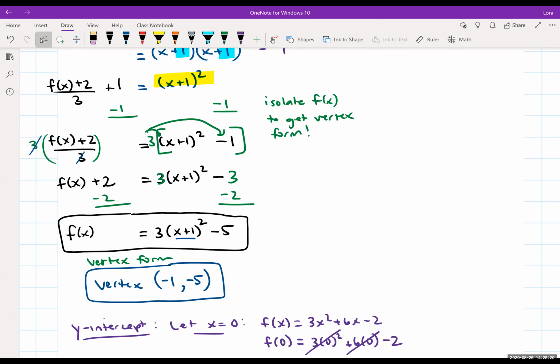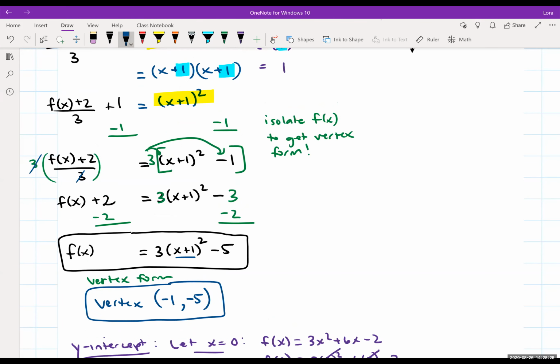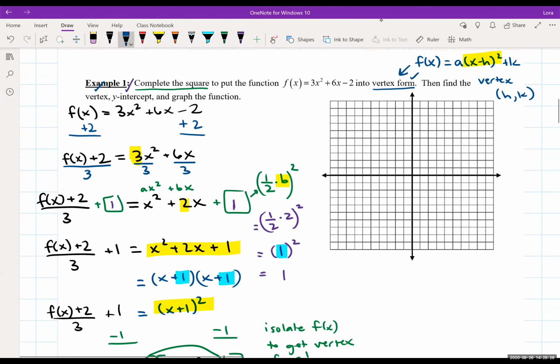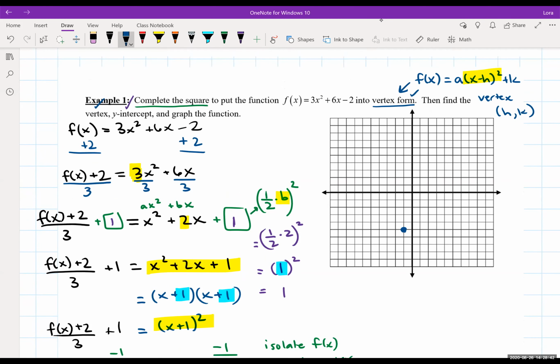I always like to plot the vertex first so I can figure out where the shifting has gone. So my vertex is -1, -5. So -1, 1, 2, 3, 4, 5. And we do know the behavior of quadratic functions. Even by looking at the general form, we know that the a term was positive. So we do know that it's opening upwards, or sometimes people say smiling. So we have an idea that the vertex is the lowest point of the function, or the minimum.